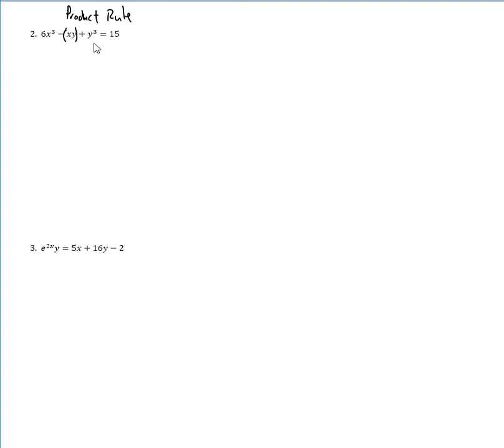So to set up our product rule, let's rewrite it: 6x cubed minus xy plus y cubed equals 15. So I just wanted to rewrite it, and let us jump into the derivative. We're going to break it down in words as we go.